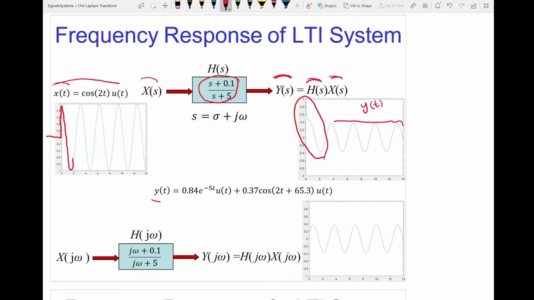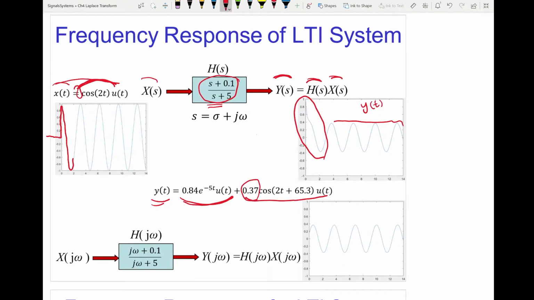So this is the output y of t. It consists of two components: this one that depends on the characteristic mode of the system, and the steady state response, or the forced response, that depends on the input. As we can see, this system is attenuating the input from 1 to 0.37.